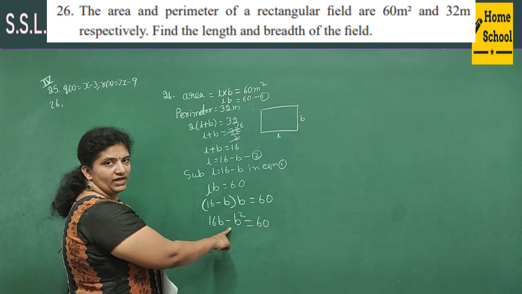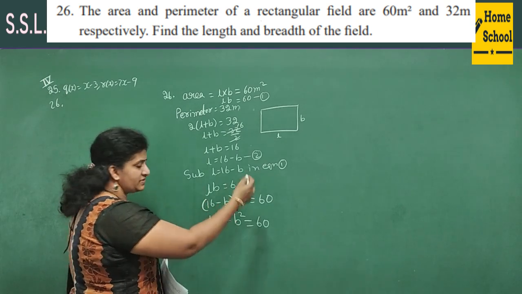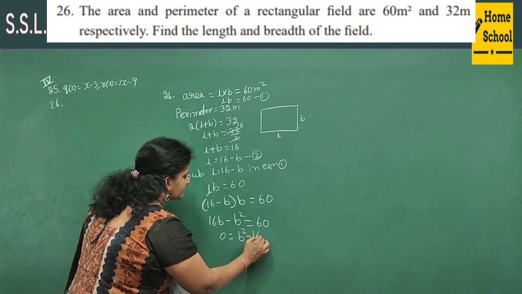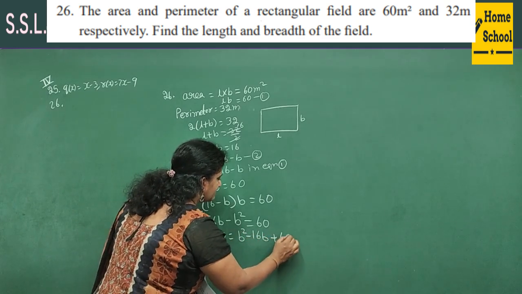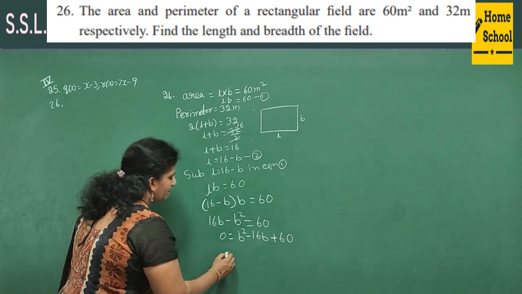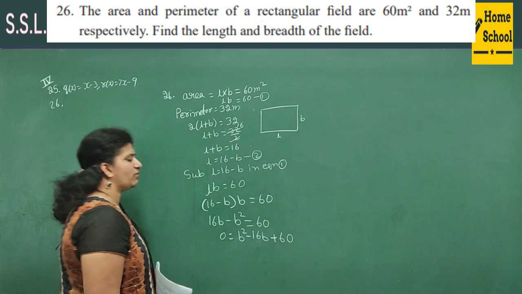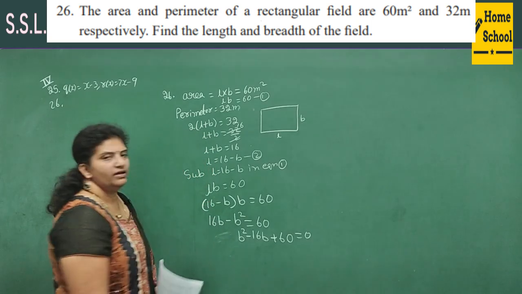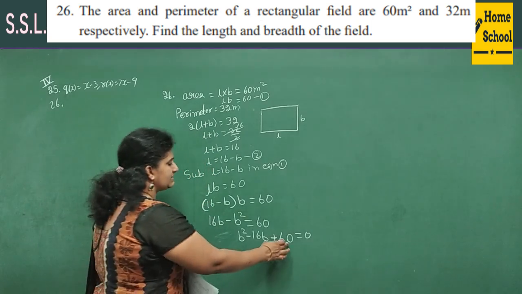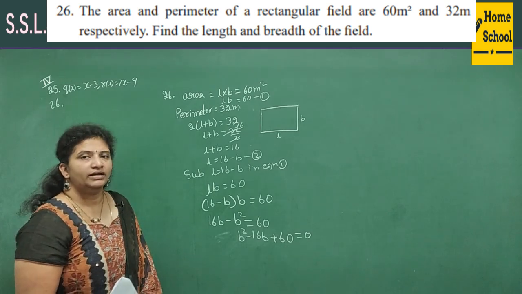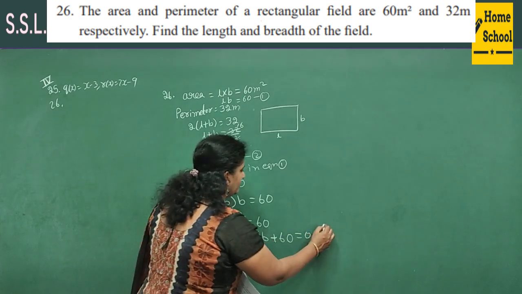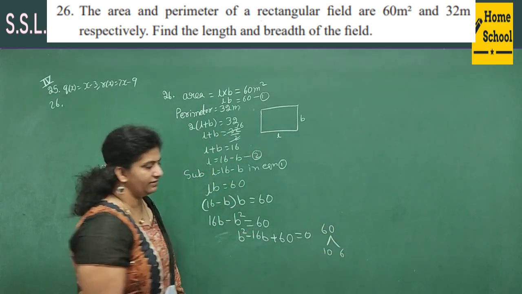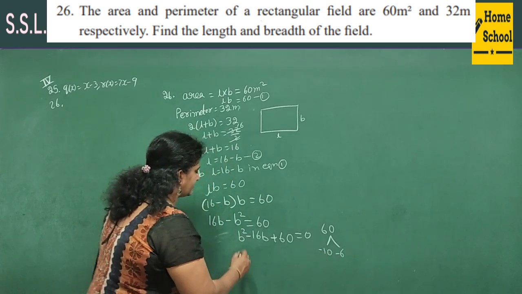See, B square you have negative, so these two terms transpose other side. That makes B square minus 16B plus 60 equal to 0. This 0 at a time you can send other side, equal to 0 you can write. Now factorize this equation. 60, what are the factors? 10 6s are 60, right? 60 factors, 10, 6. You should get minus 16. That means minus 10 minus 6.